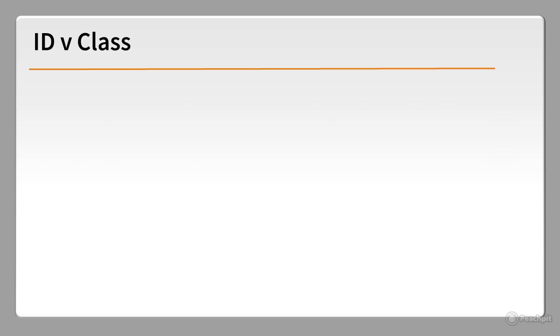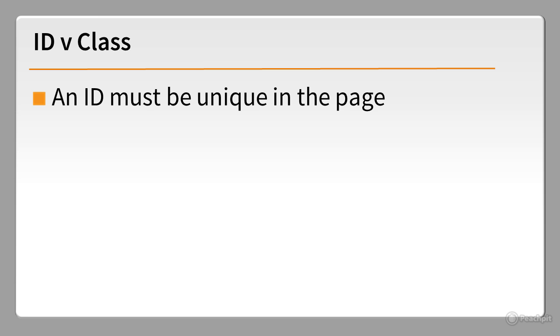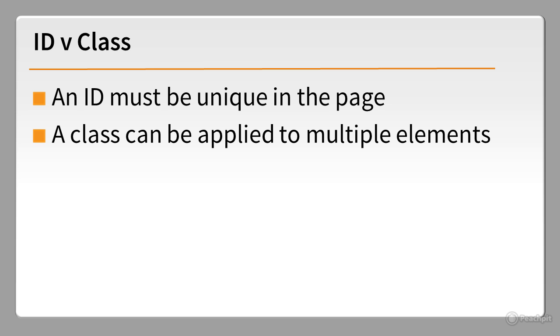Because ID and class selectors perform similar roles, you might be wondering what the difference is. An ID must be unique. It can be used on multiple pages, but only once within each page. IDs are normally used to identify a specific section of a page, such as the header, the main content, or a sidebar. A class, on the other hand, can be used as many times as you like within a page. It's normally used to style elements that you want to look the same in different parts of the page.